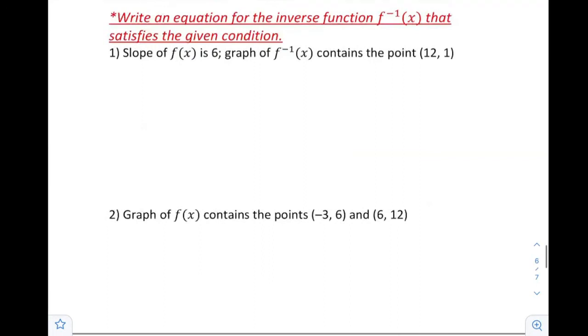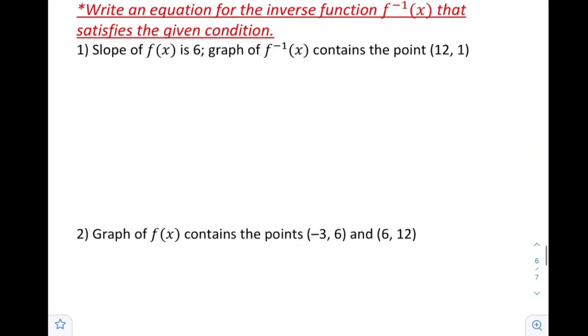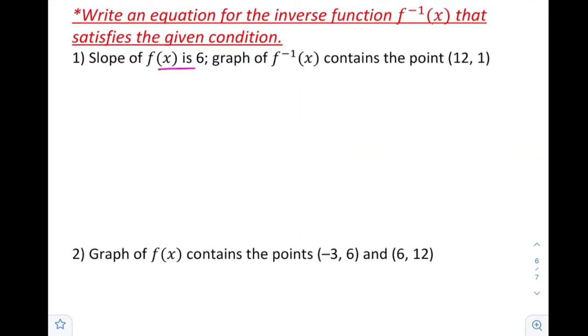Write an equation of the inverse that satisfies the given condition. Now we have slope of f of x is 6, and the graph of f inverse of x contains the point 12, 1. As we have studied before, to write the equation, we want at least 1 point and slope, or 2 points. But now I don't have them directly. I want now the equation of this f inverse.